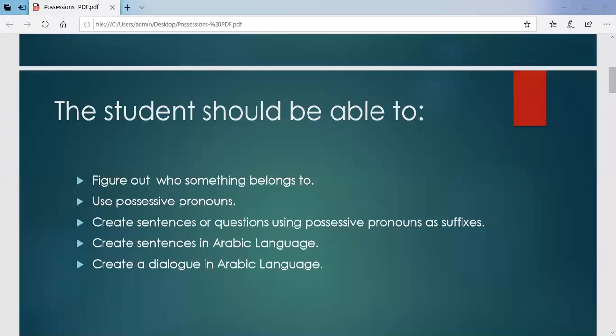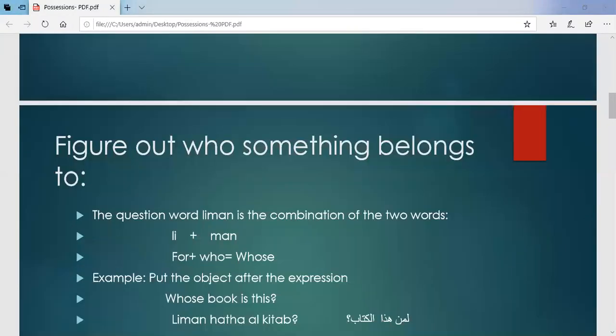The student here should be able to figure out who something belongs to, use possessive pronouns, create sentences or questions using possessive pronouns as suffixes, create sentences in Arabic language, and create a dialogue in Arabic language, which is how we put a closure to our lesson, by a dialogue between two or three people. We'll see.